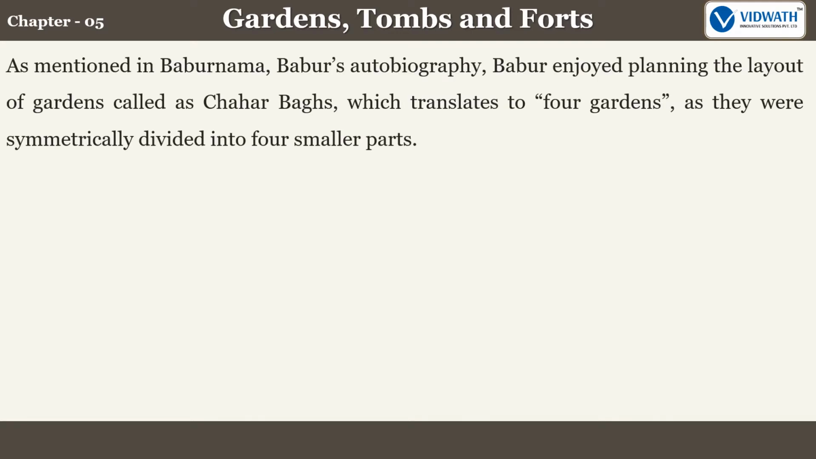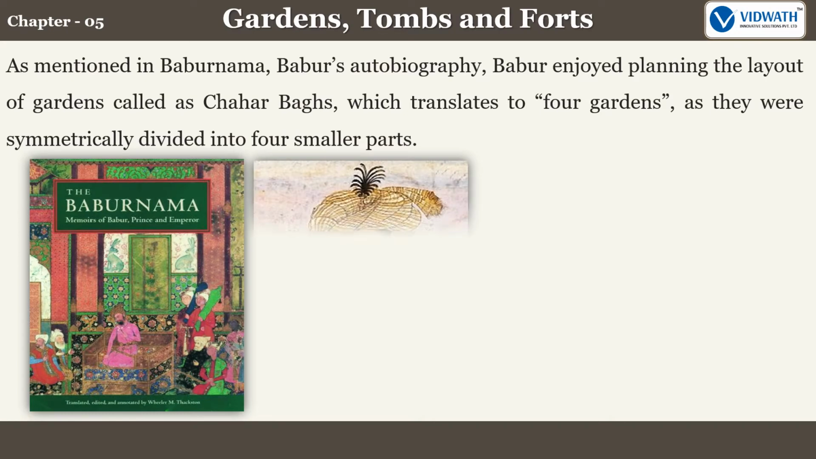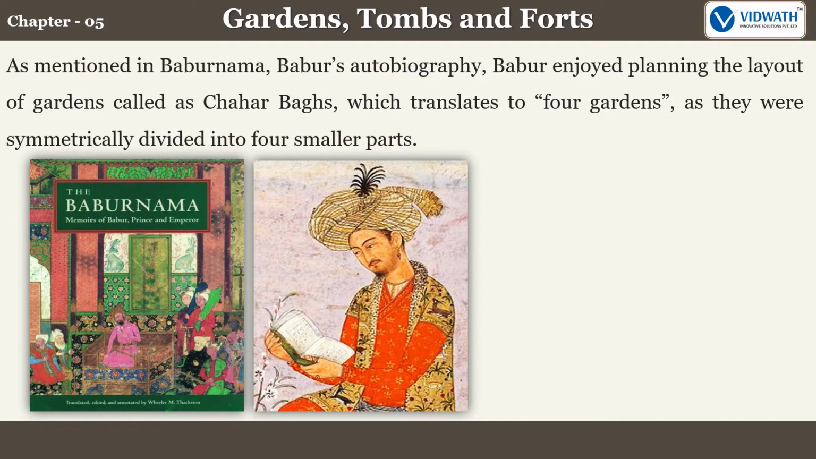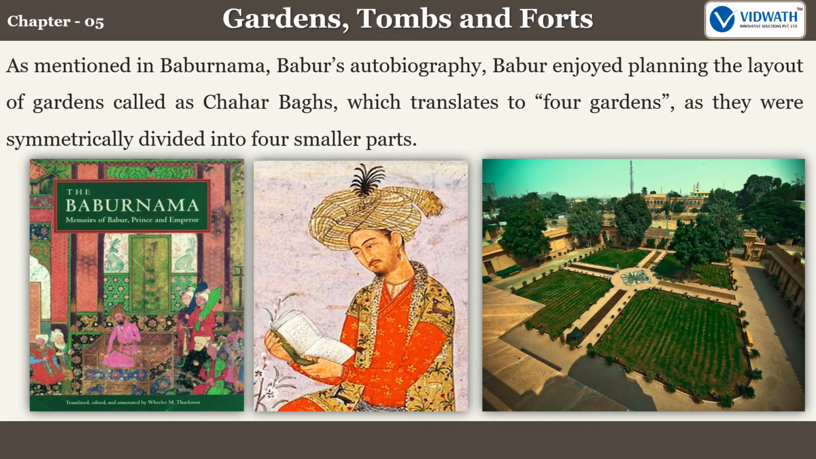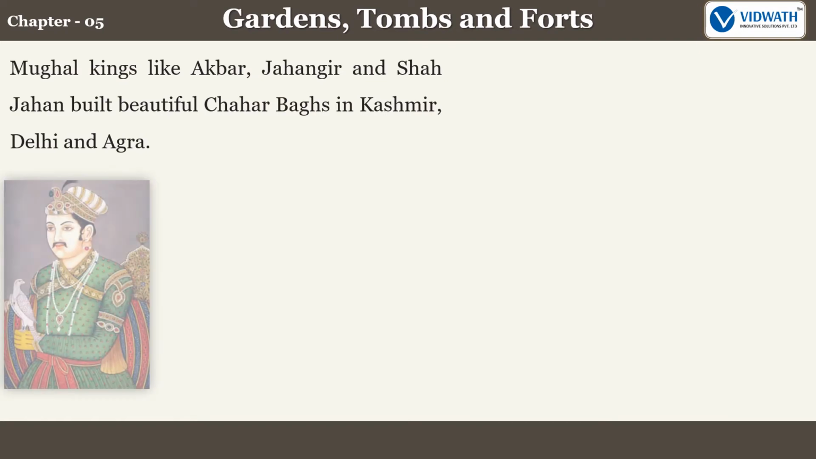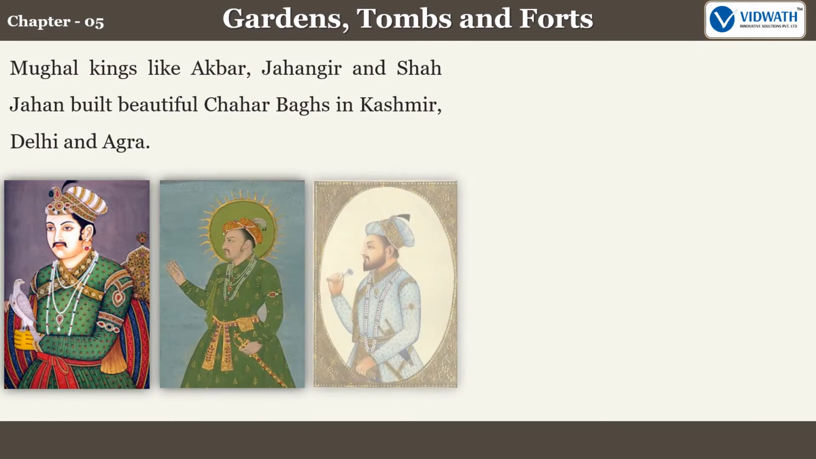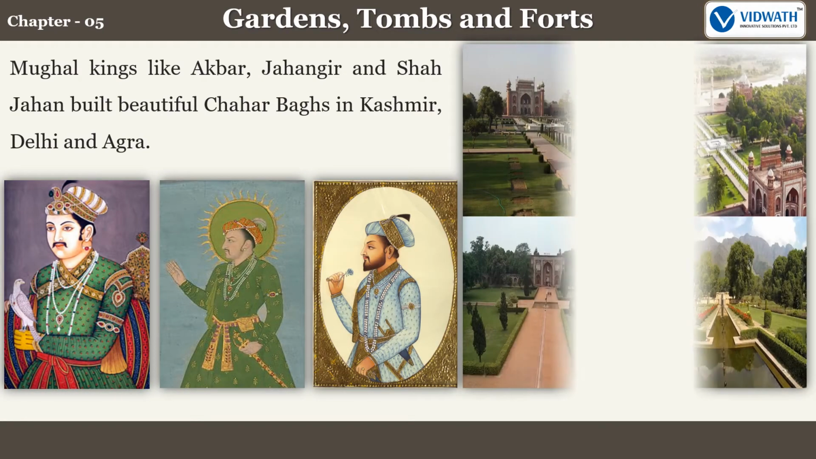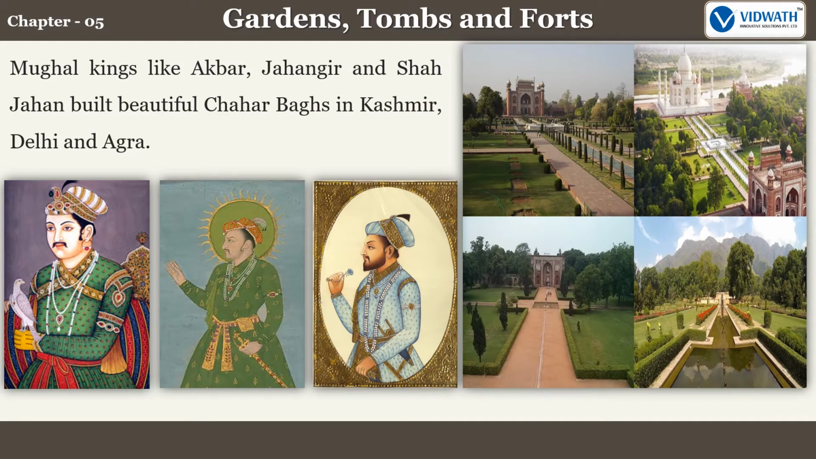As mentioned in Baburnama, Babur's autobiography, Babur enjoyed planning the layout of gardens called Chahar Baghs, which translates to four gardens, as they were symmetrically divided into four smaller parts. Mughal kings like Akbar, Jahangir and Shah Jahan built beautiful Char Baghs in Kashmir, Delhi and Agra.